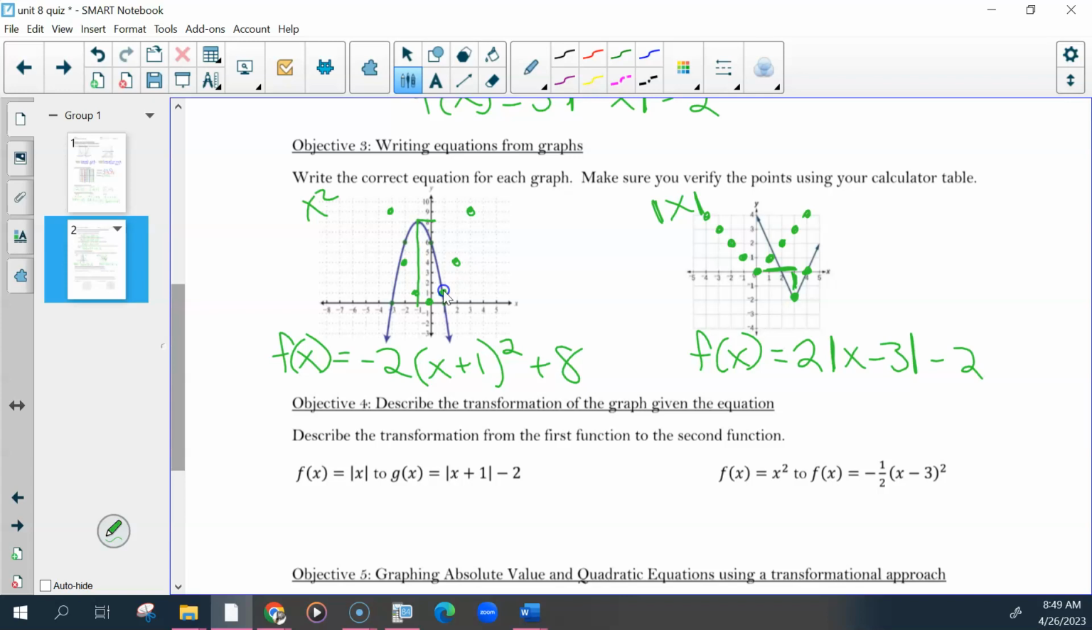The transformation, not for this one. The important thing is that you get the equation right, and that you double check it in your calculator. If you put it in and the points match what's given, you did it right. If not, something's wrong. But definitely use your calculator. You have it, use it. Other questions on that one?